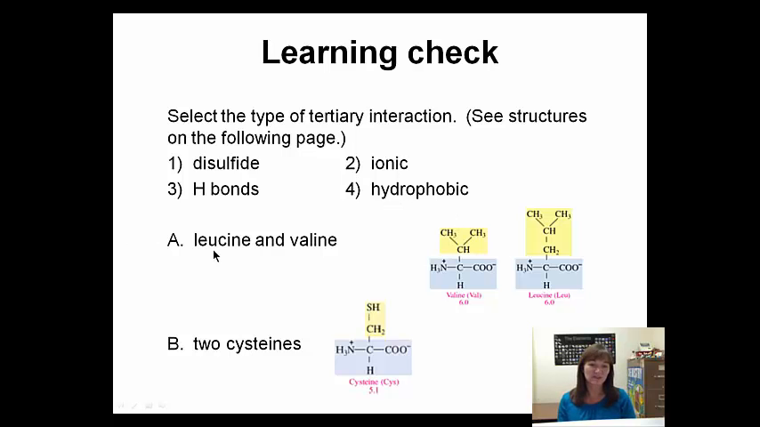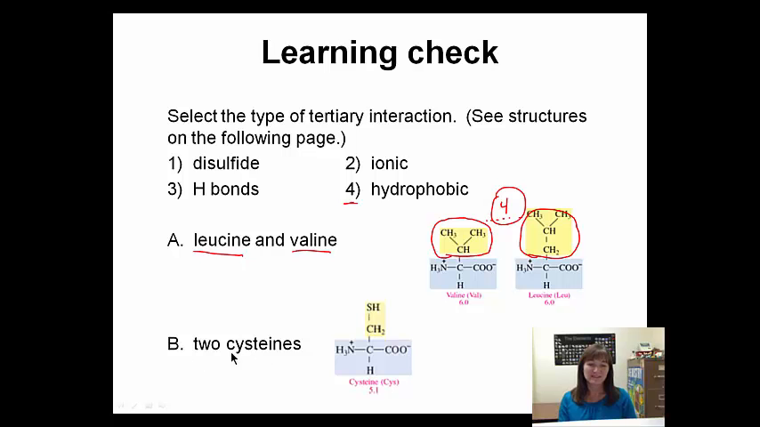So if the R group from leucine is interacting with the R group from valine, what kind of a cross-link would that be? If I look at valine and its R group, it's just a hydrocarbon. If I look at leucine, it is just a hydrocarbon. So what kind of an interaction is going to happen between these 2 R groups? I'd like you to say hydrophobic. So this interaction would be hydrophobic, number 4.